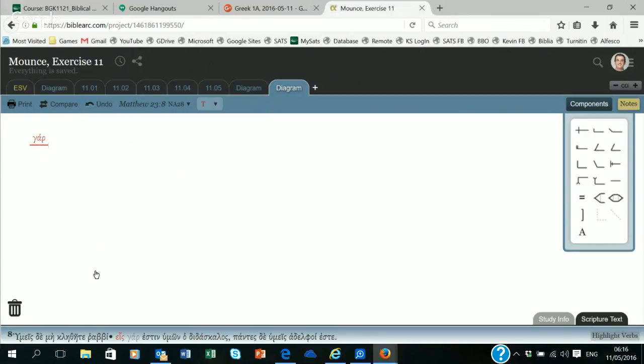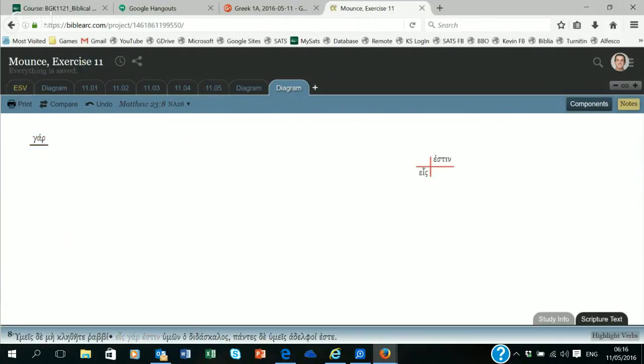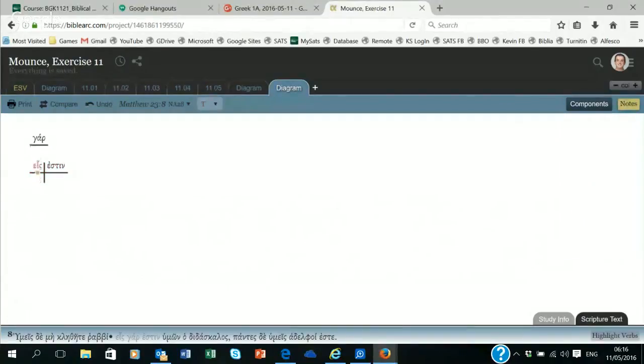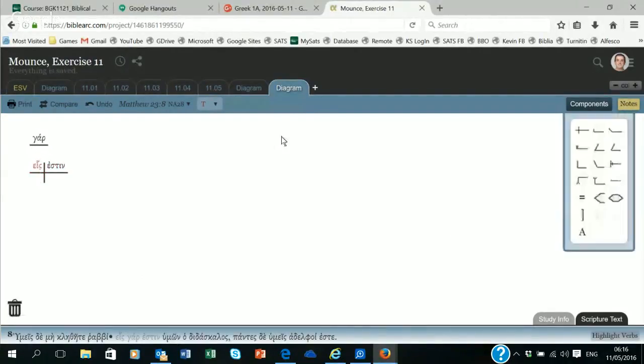Alright, the subject is heis, one, and the verb is estin. So I'm going to select those two, and then choose my primary line, which is always this one. You'll see it's put heis at the bottom. I don't want it at the bottom, I want it at the top. So what I've done is put the subject, heis, first on the left-hand side of my baseline, and the verb estin to the right. So heis estin, one is.